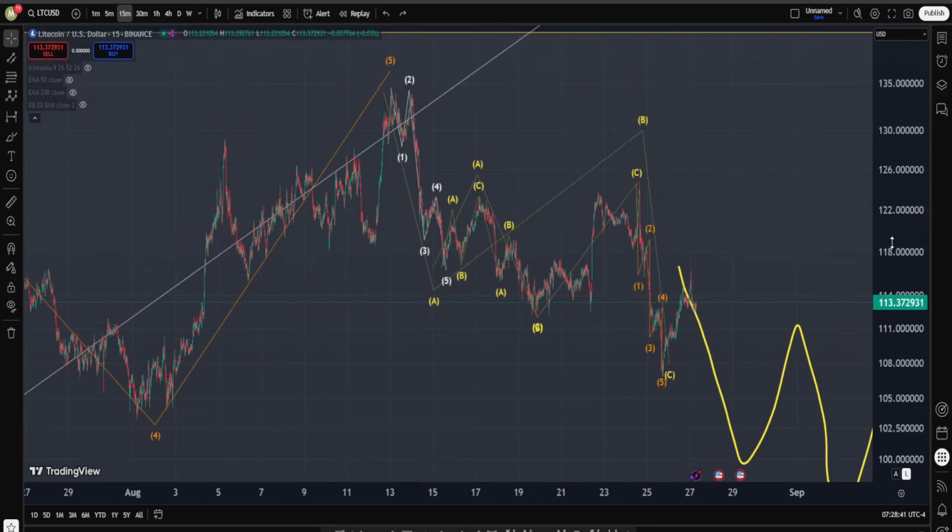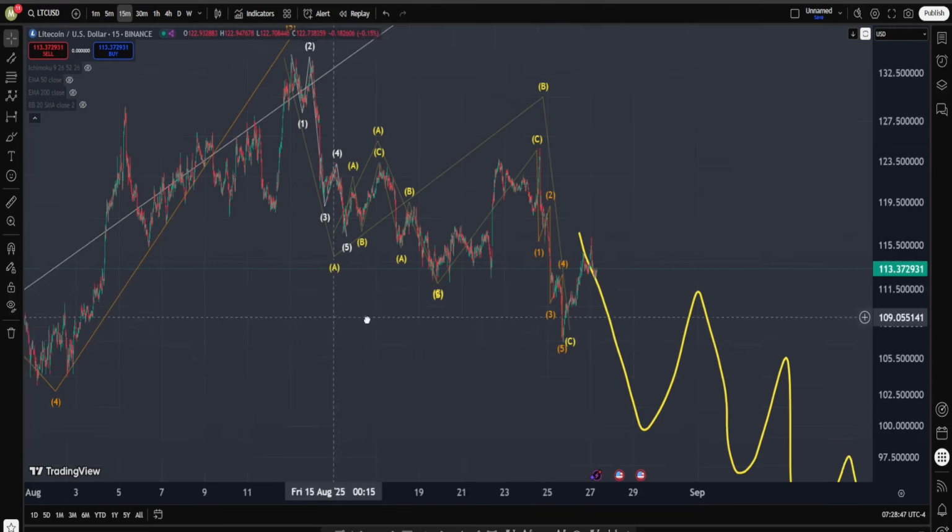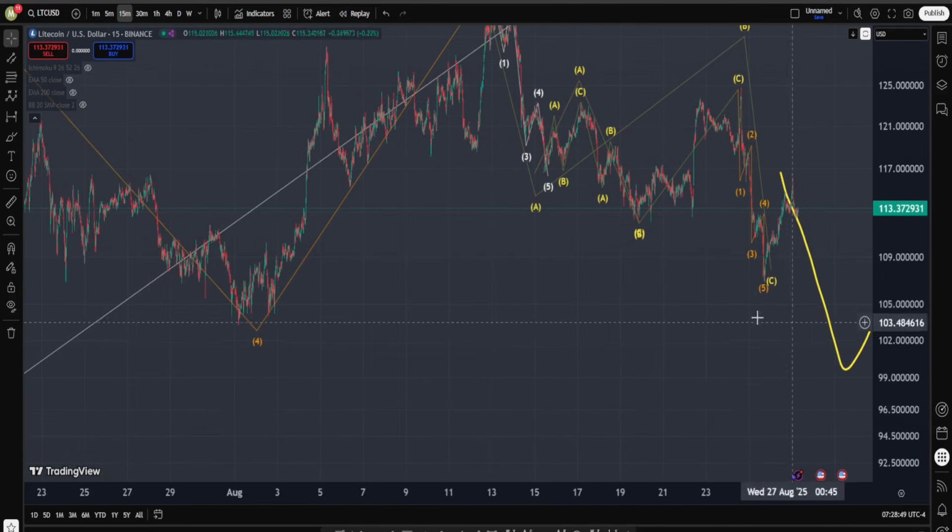So overall, we are looking great in LTC, but let's just wait a bit more and see what is going to happen in the next move. And in case that we get another move down, all eyes on this important low. And I hope I explained everything well and you understood what is going on in Litecoin.